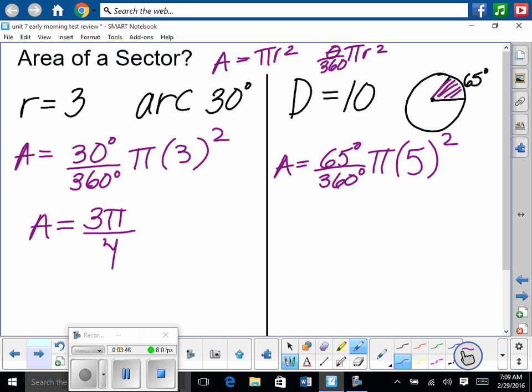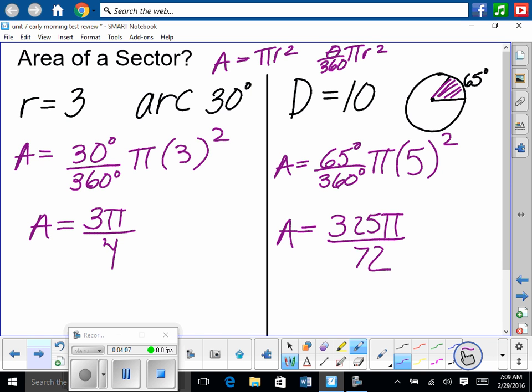So now I'll type it in. 65 times 25, and then divided by 360. You get a decimal, change it back to a fraction. It's a hideous fraction, but that's okay. So area is equal to 325 pi over 72. That one didn't come out very pretty, but we did the math right, so we're okay.